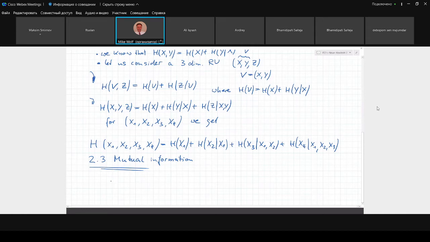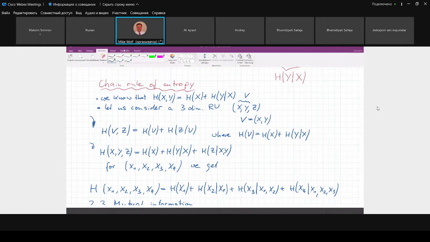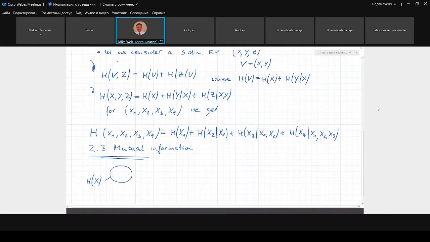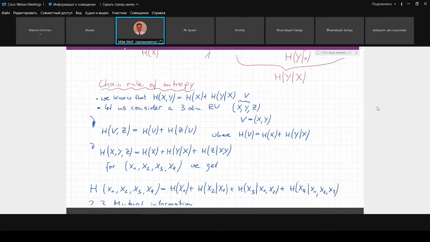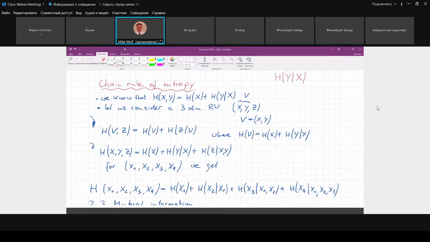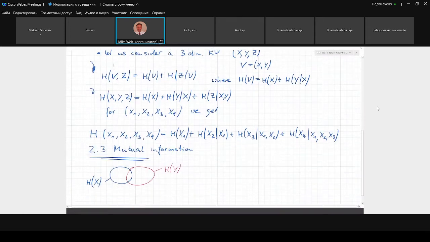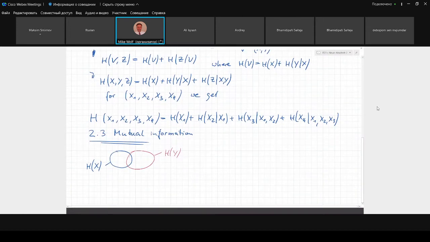Just as a short diagram, if this is h of x, and in another color, in red, I use here h of y. And then this area here, let's say in black again, this area, which is mutual to both, which is shared, is denoted as the mutual information.